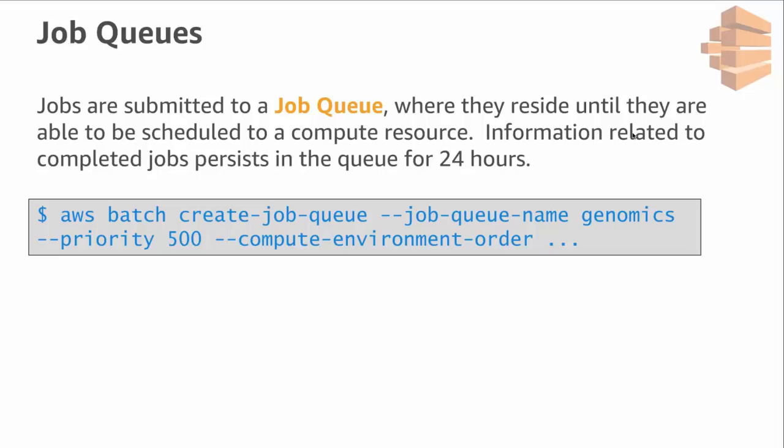And so again, here's another example of AWS Batch creating a new job queue from the CLI. You can define a name, you can give it a priority, and then you can associate that job queue with a specific compute environment within your AWS Batch service.